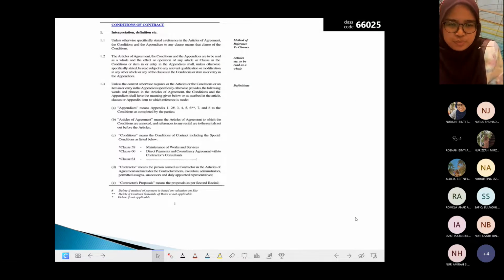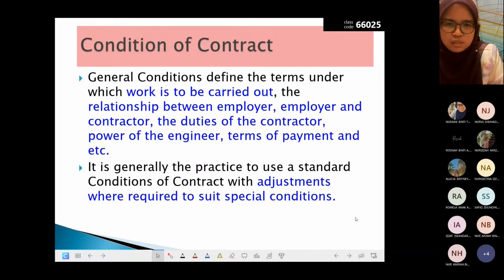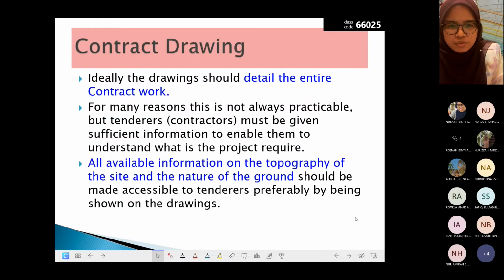Okay. So sebelum sign biasanya kena baca. Kalau you buat LI nanti kan, so minta untuk baca this one. Okay, general condition define the terms under which work is to be carried out, the relationship between employer and contractor, duties of the contractor, power of the engineer, terms of payment and also etc. Then we have contract drawing.